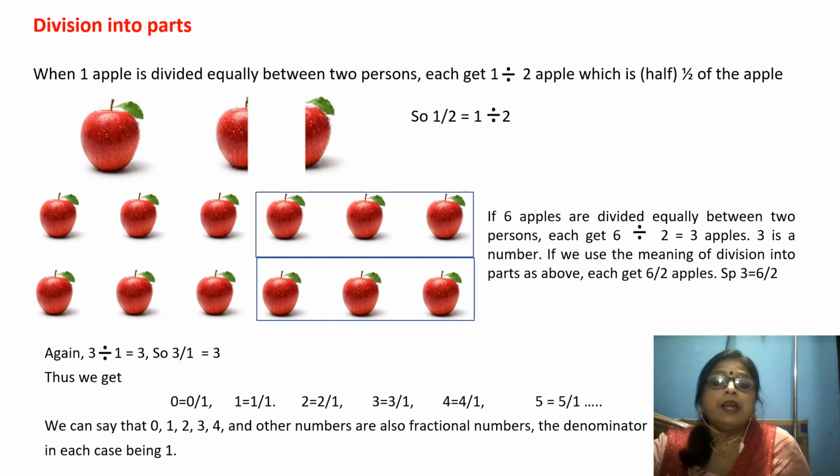In the same way, 6 apples are divided equally between 2 persons. So 6 divided by 2 is equal to 3. So we use the meaning of division into parts as above, so each gets 3 apples. 6 by 2 is 3. Again, 3 divided by 1 is equal to 3. Thus, in this way, you can write a fraction in division form.